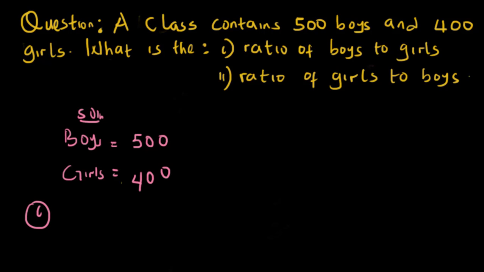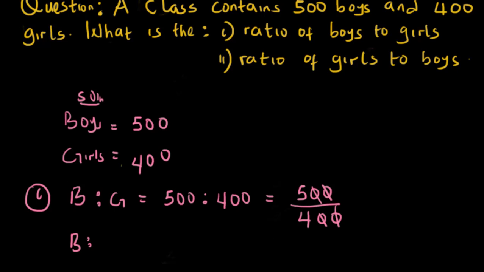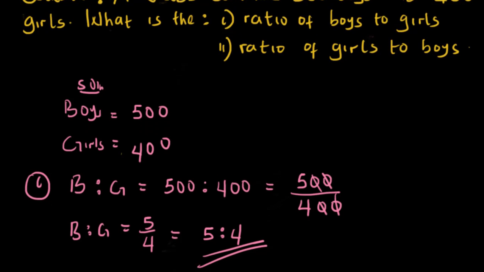So we have boys ratio girls equals, how many boys do we have? 500 ratio 400. And remember the connection between ratio and fraction. So we have 500 all over 400. 0 cancels 0, 0 cancels 0. So we have boys ratio girls equals 5/4, which is equal to 5:4. And this is our answer. Do you understand? So let's do the second question.